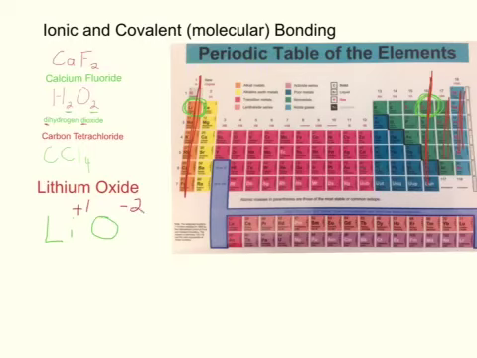We then crisscross that and drop the charges. So that number goes there, that number goes there. We drop the charges, and we don't write the ones. Lazy scientist rule again. So this becomes Li2, there's that 2 there, and then O, and it would be O1, but we don't write the 1. So that is it. So hopefully that helps. If you have any other questions, please come and see me.